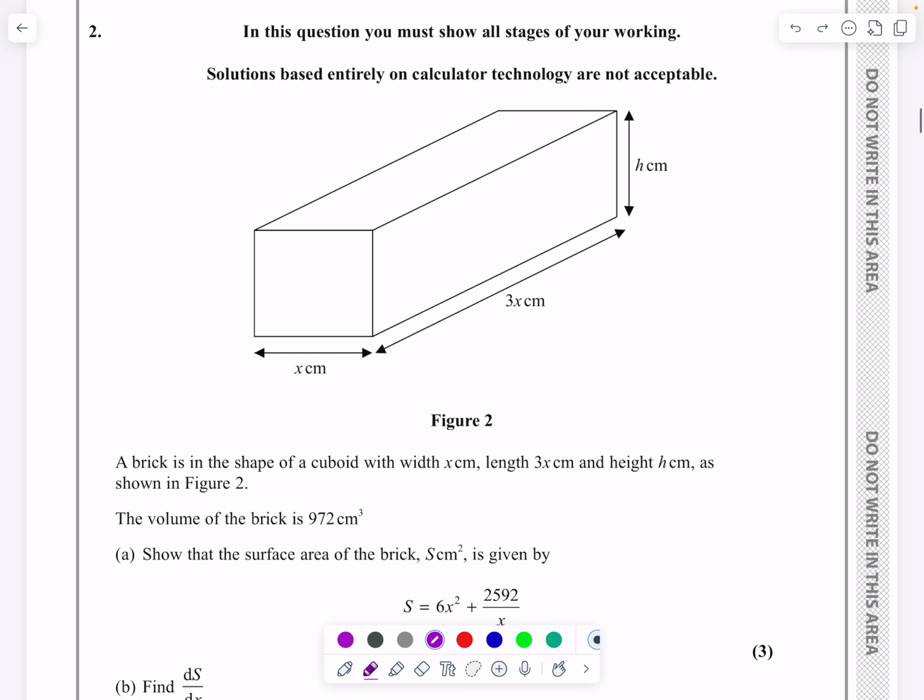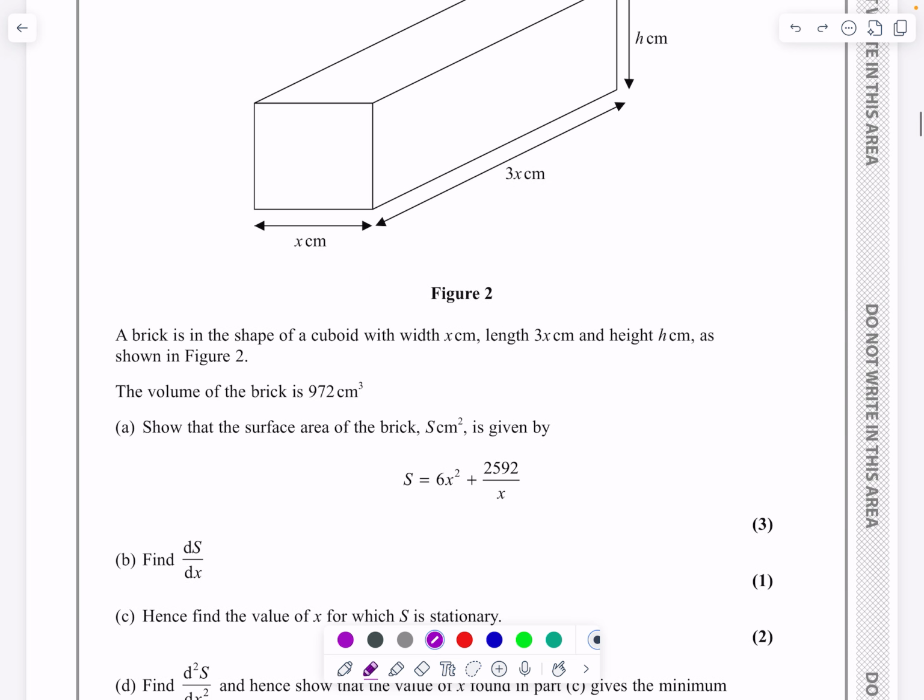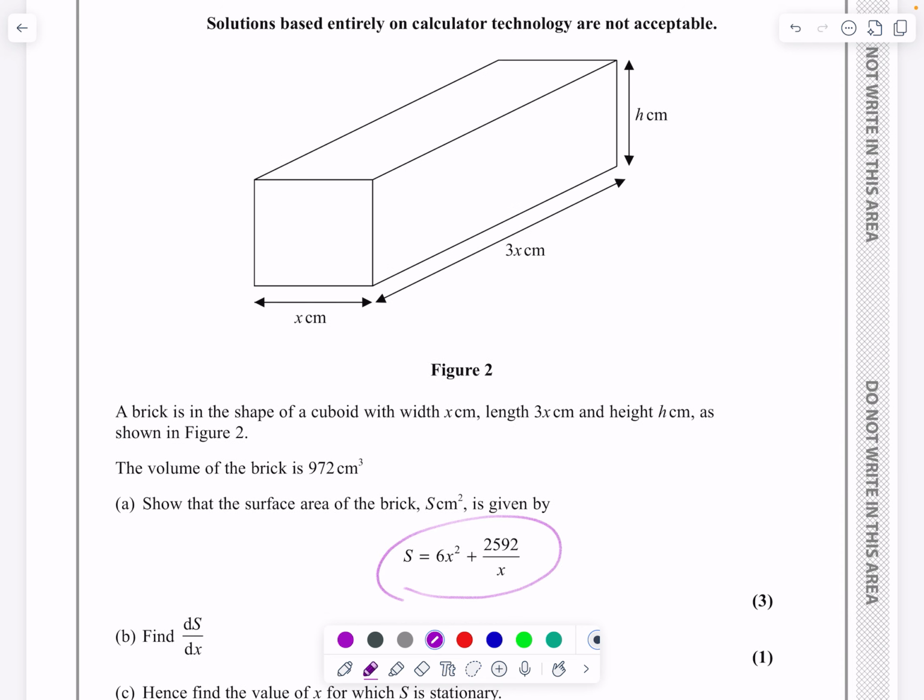They said they've got a brick in that shape there, a cuboid, x by 3x by h. It tells me that the volume of the brick is 972, and it says show the surface area of the brick is given by this formula here. So the surface area of this brick is going to be this area at the front, and there's 2 of those. It's going to be this area on the top, and again there's 2 of those, there's one at the bottom there as well. And it's also going to be this area at the side here multiplied by 2.